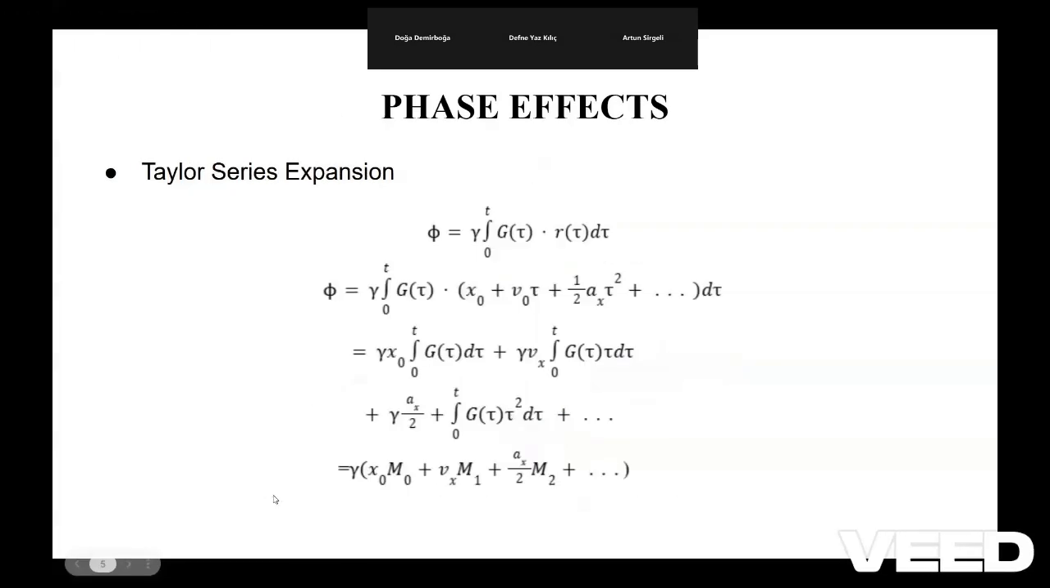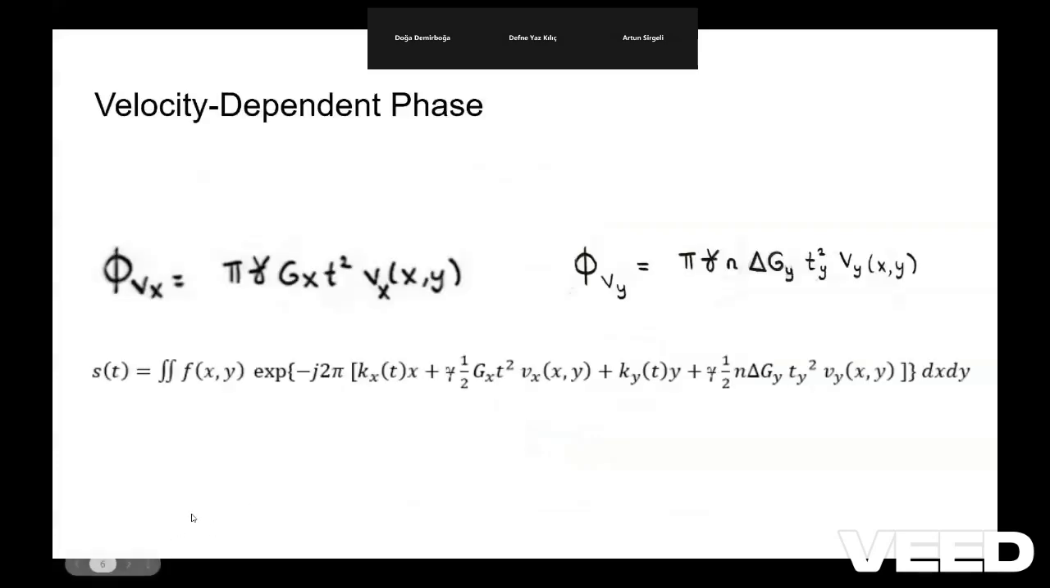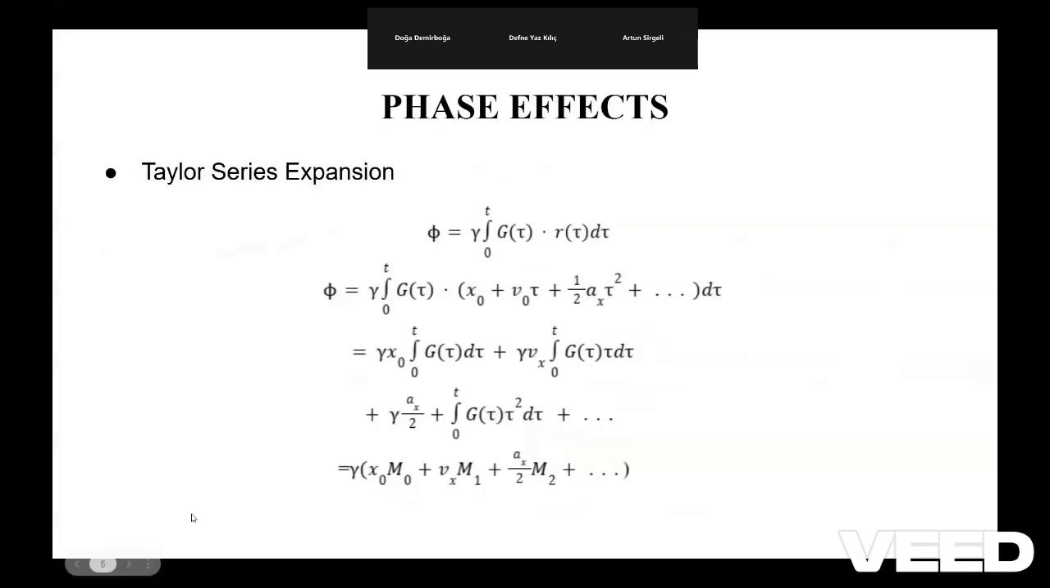So proceeding, we can see the phase effect formulation using Taylor series expansion. Here we expand the position term using Taylor series as the initial position, initial velocity, and the acceleration. As can be seen here, this corresponds to the addition of moments, giving the total phase accumulation.